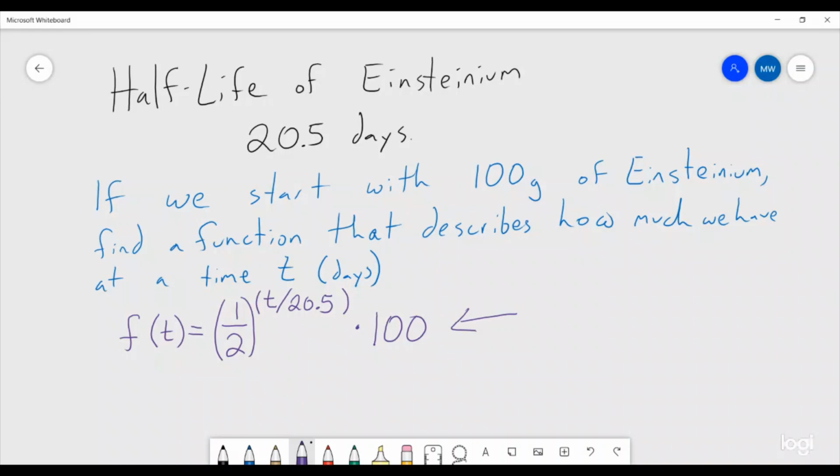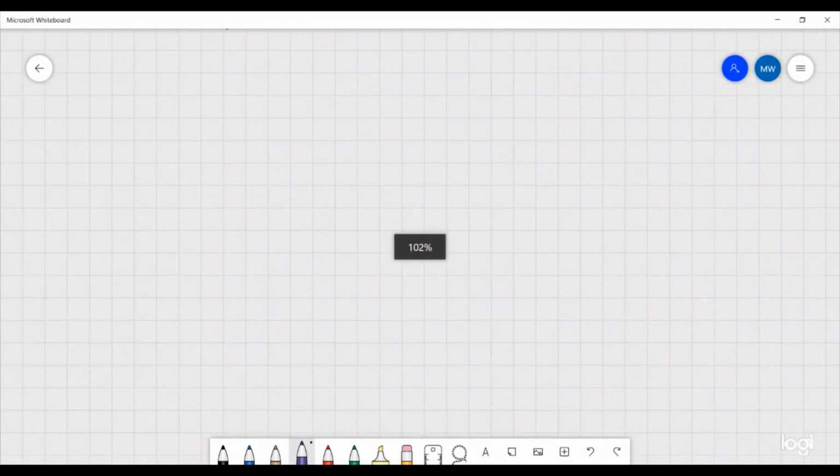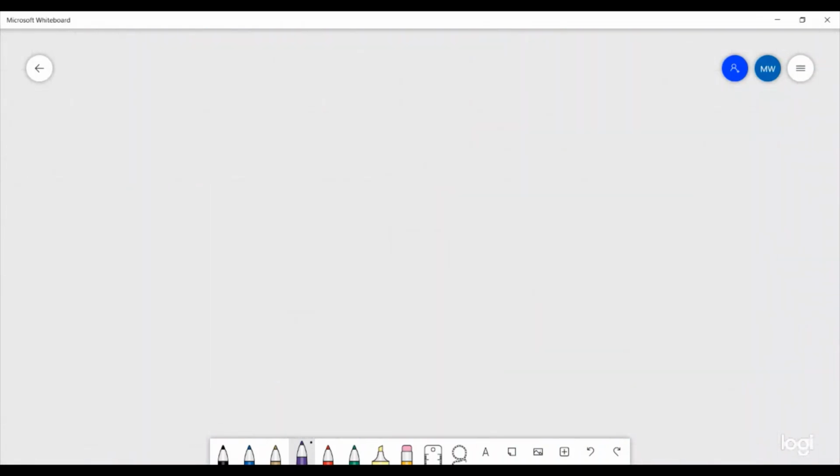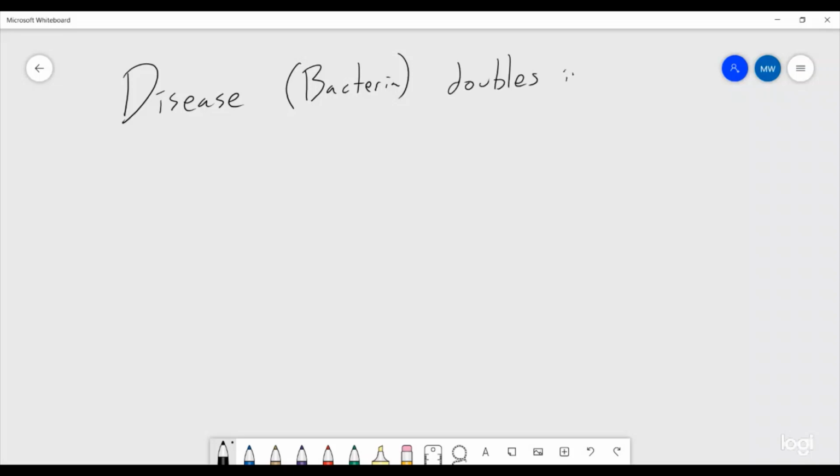Now, on the other side of half-life is the doubling time. So this is a little bit timely, but at the same time unfortunate. We might say that we have some disease. Maybe this is caused by some bacteria. So this doubles in population. And let's say it's going to be doubling every 13 hours.